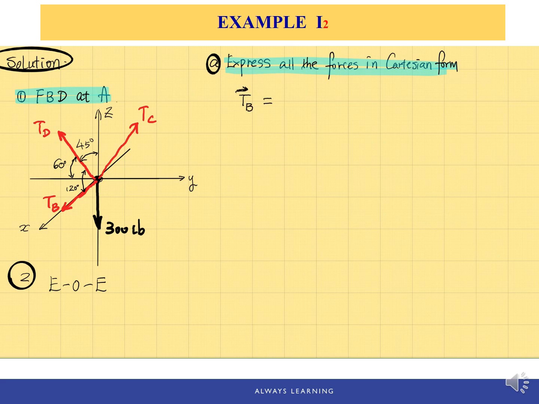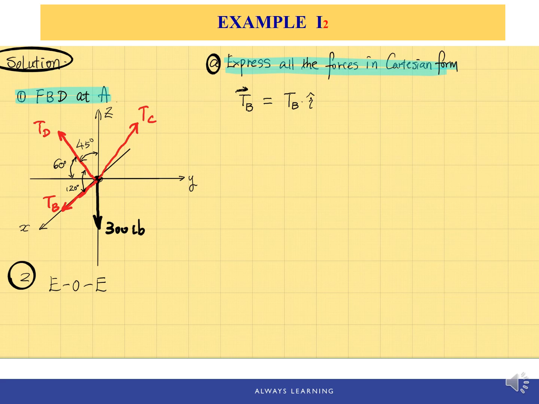Now TB, we have the direction, right? TB is pointing directly in the positive x direction. Therefore, with the unknown magnitude which we're looking for, a vector equals the magnitude times the direction. The direction is just i hat. So now TB equals the magnitude of TB times i hat.